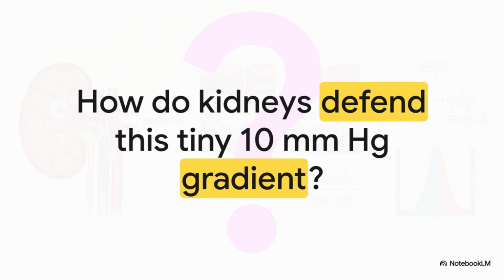If our massive 180-liter daily filtration relies entirely on that super delicate 10 millimeter of mercury pressure gradient, how in the world do the kidneys autonomously defend that tiny gradient to prevent sudden, catastrophic renal failure whenever our systemic blood pressure drops? Ponder that autoregulation for a bit, and I'll see you in the next explainer.